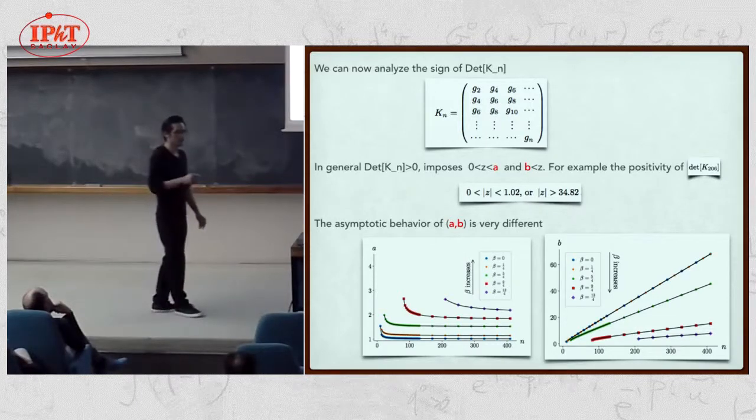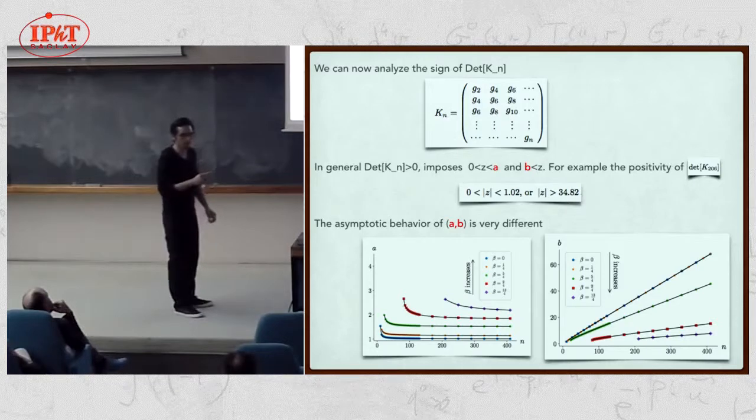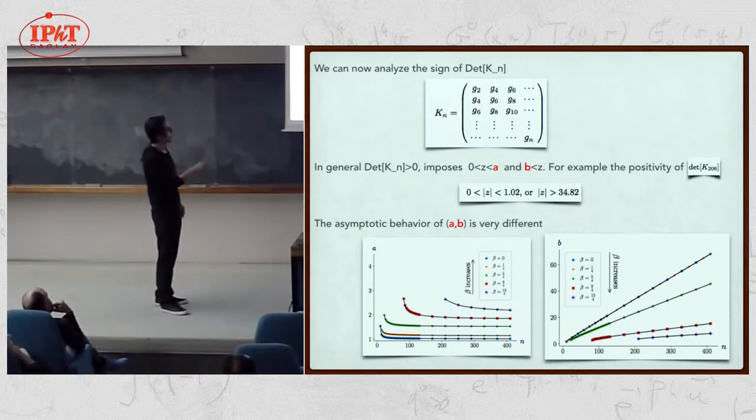So let me just spend 1 minute explaining what this actually means. This is basically saying that there are 2 regions of z: z is bounded between 0 and a. Sorry, this should be equal. This is not just smaller, but smaller or equal. And then z must be bigger than b. Of course, now I can further increase the size of the matrix. The fate of a and b is very different.